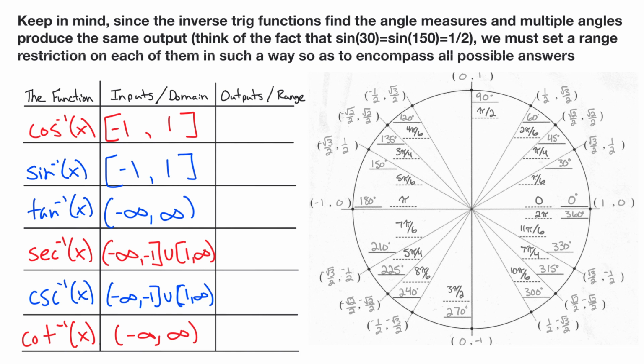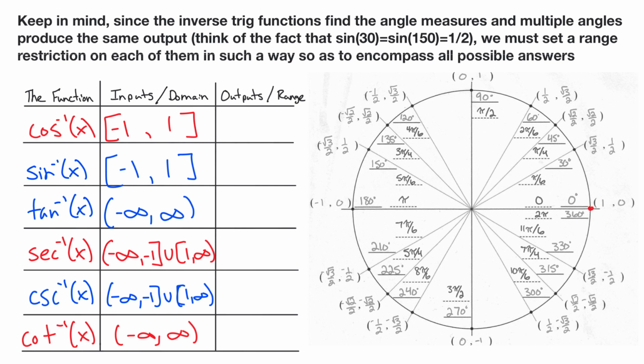So we say, all right, there are way too many answers. We are going to restrict the inverse trig function. We're going to state we only want answers over a specific region. Otherwise, there are way too many answers. So for cosine inverse, we say, all right, what region on the unit circle encompasses all of the possible x values that you can get?